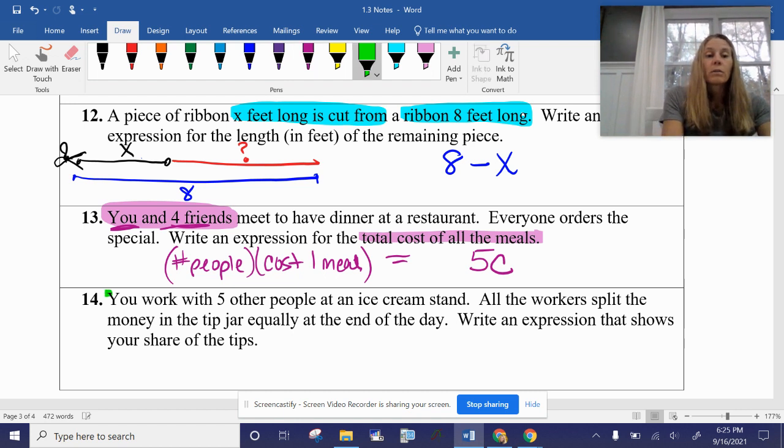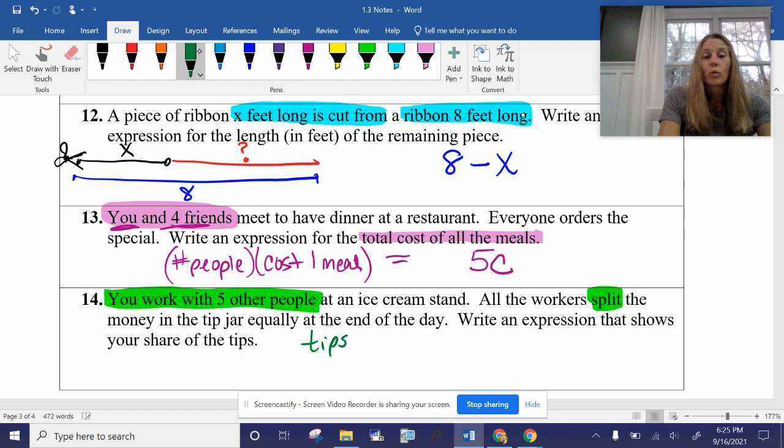All right, the last one. You work with 5 other people at an ice cream stand. All the workers split the money in the tip jar equally at the end of the day. Write an expression that shows your share. So there's an amount of tips, right? The total tips is going to get divided by the number of people.